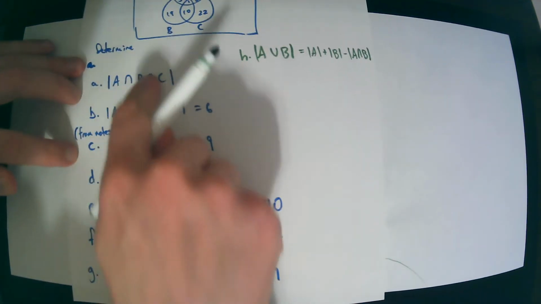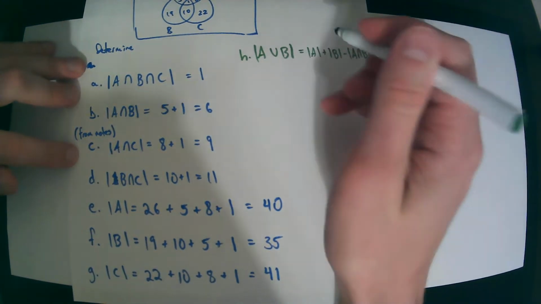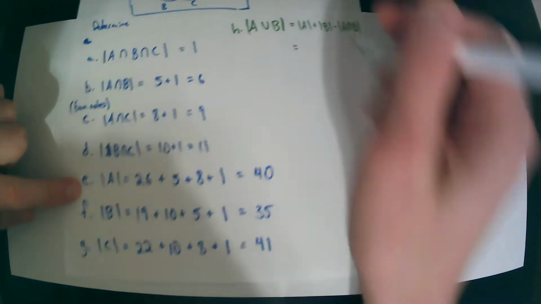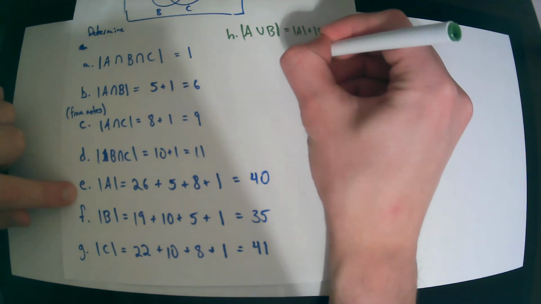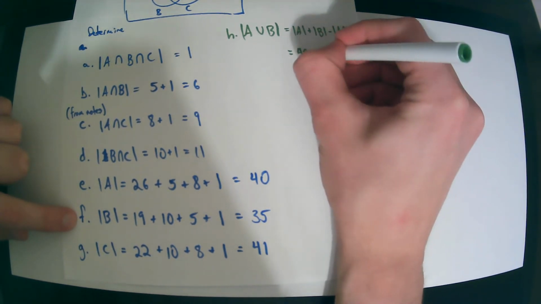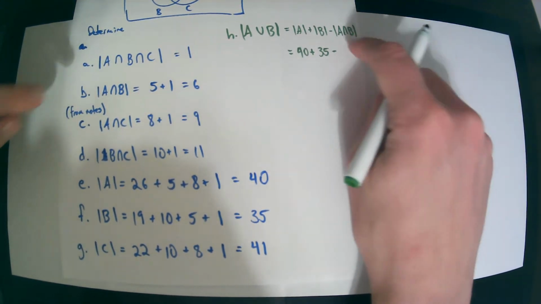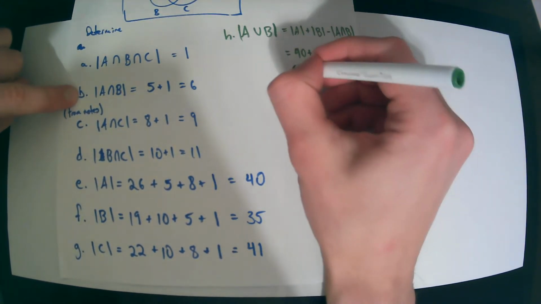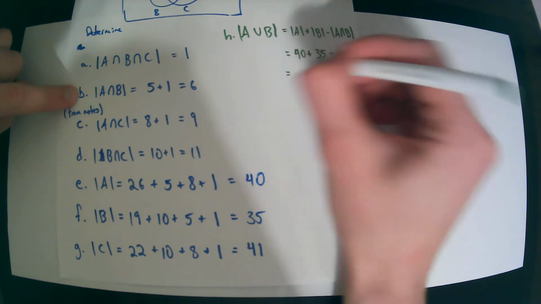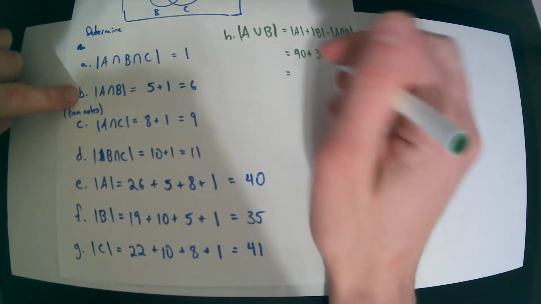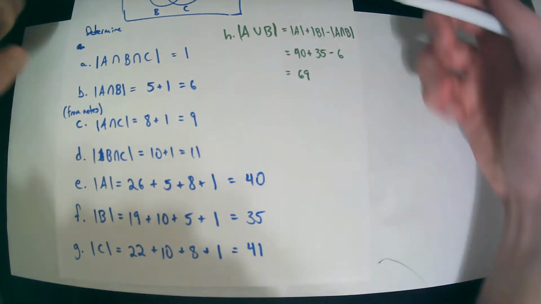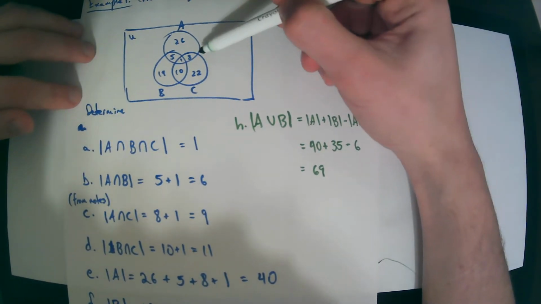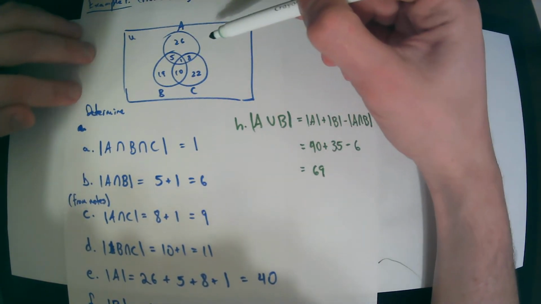So we've already got all 3 of these things, and let's see if we just plug in. The cardinal number of A was 40 plus the cardinal number of B, which was 35, minus the intersection, which was 6. So what is that? 75 minus 6, so that's 69 people in the union of A and B.